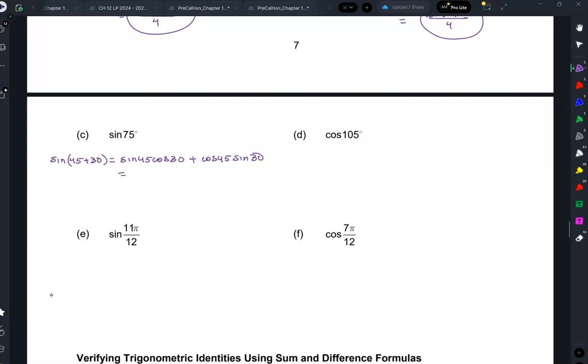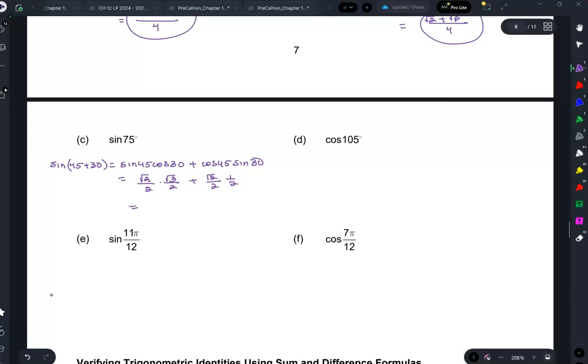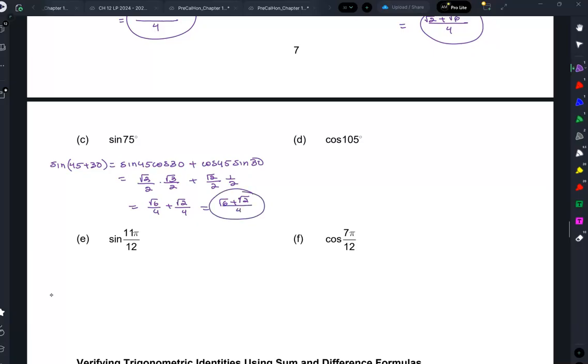Okay, so sine of 45, root 2 over 2, cosine of 30, root 3 over 2, cosine of 45, sine of 30. So here, we're going to get root 6 over 4, root 2 over 4, root 6 plus root 2 over 4. Okay?